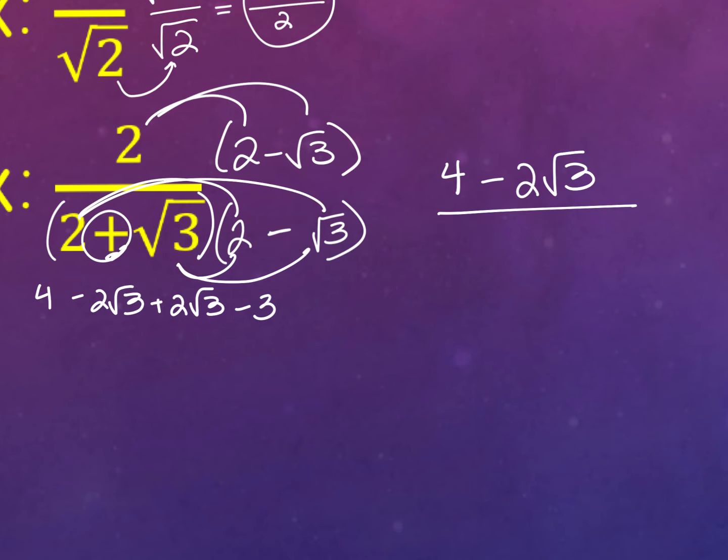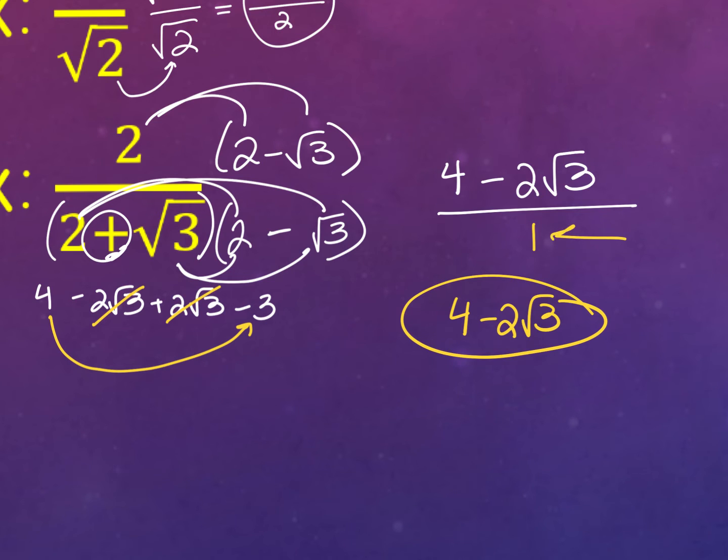So what's going to happen in the middle is that these are going to cancel, which is why we multiplied by the opposite sign. A negative root 3 and a positive root 3 cancel, and then 4 minus 3 is just 1. You won't always end up with 1 in your denominator, so this time I get 4 minus 2 root 3 as my answer. You can get another number in the denominator, but what shouldn't happen is there shouldn't be a square root there anymore.